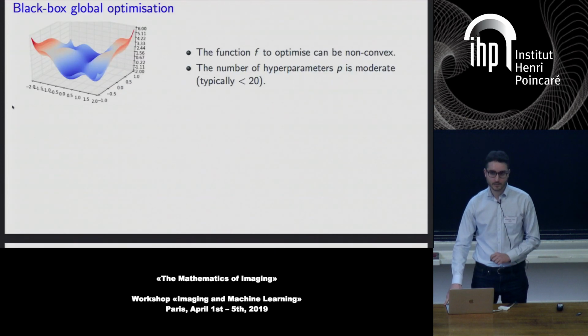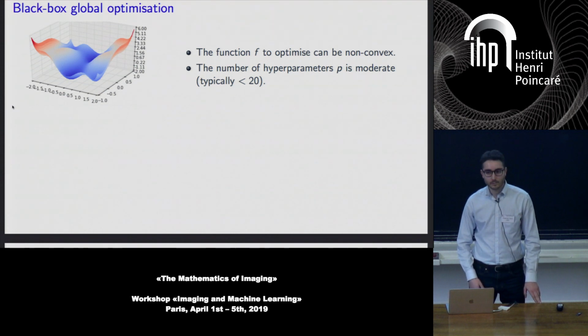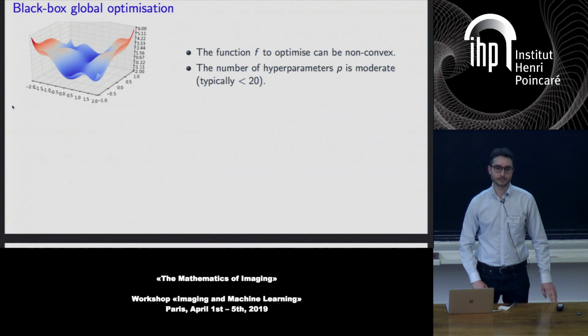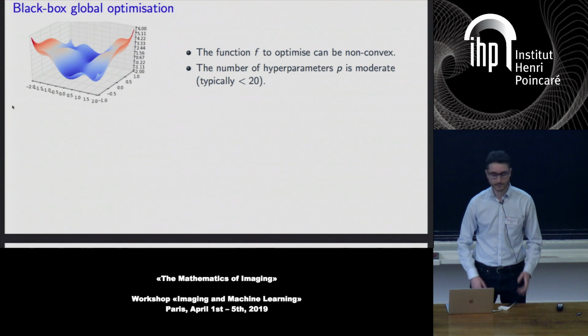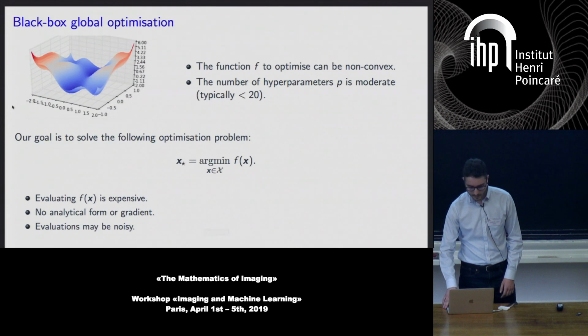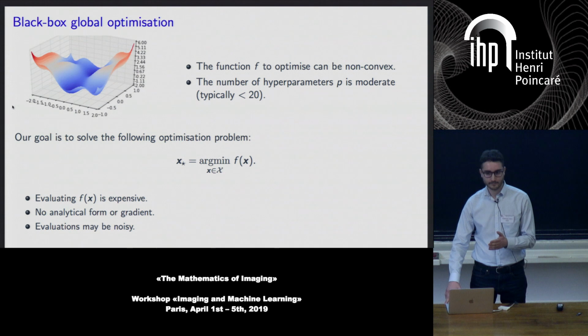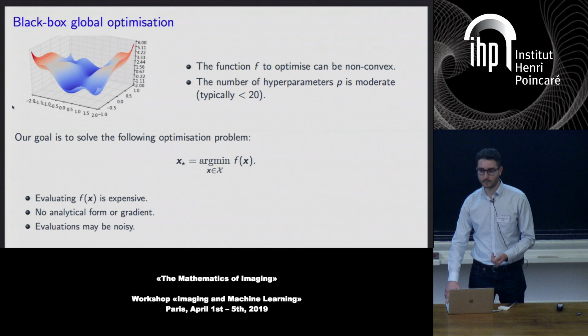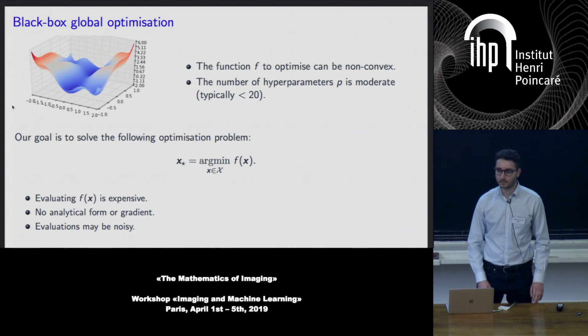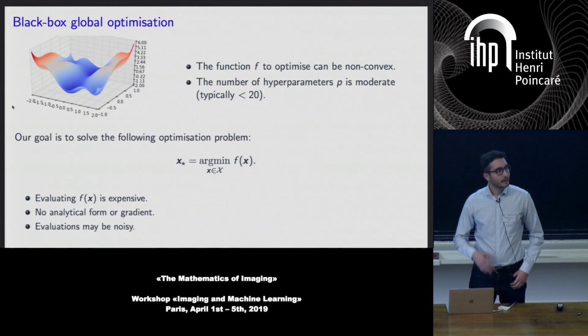So stepping back for a moment, let's frame this problem more formally. We have a function f that we wish to optimize, and it's typically non-convex. And we want to do a multivariate optimization. So we have a number of parameters, which is p, typically of moderate size, so less than 20. And we want to minimize the function f, our black box. f is a black box in that it's very expensive to evaluate, and we have no closed form or gradients for f. And moreover, evaluating f can be a noisy process.